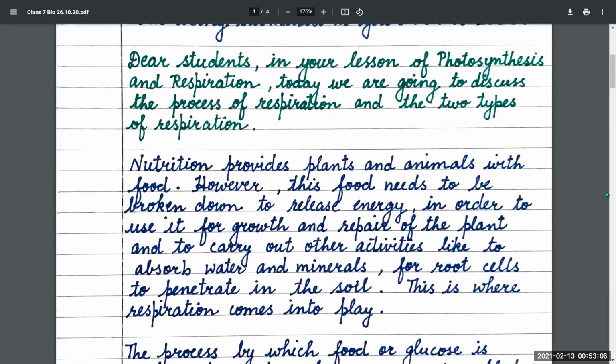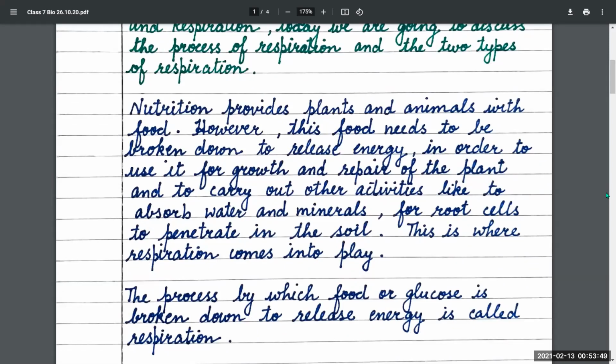Nutrition provides plants and animals with food. However, this food needs to be broken down to release energy in order to use it for growth and repair of the plants and to carry out other activities, like to absorb water and minerals, for root cells to penetrate in the soil. This is where respiration comes into play.